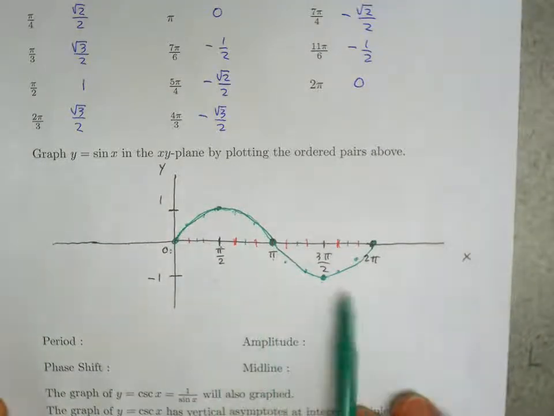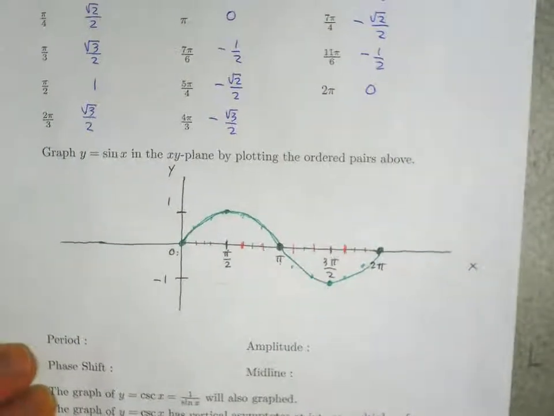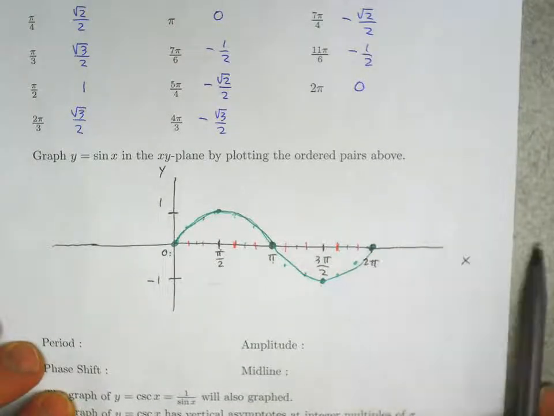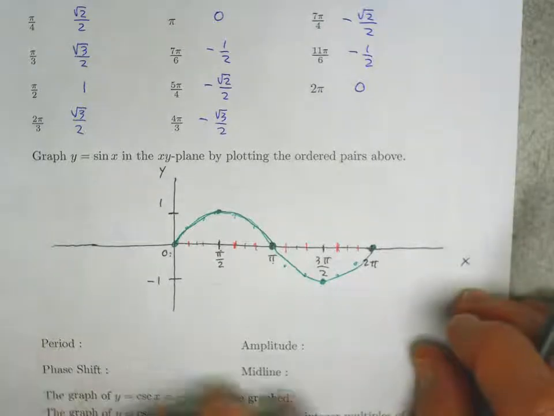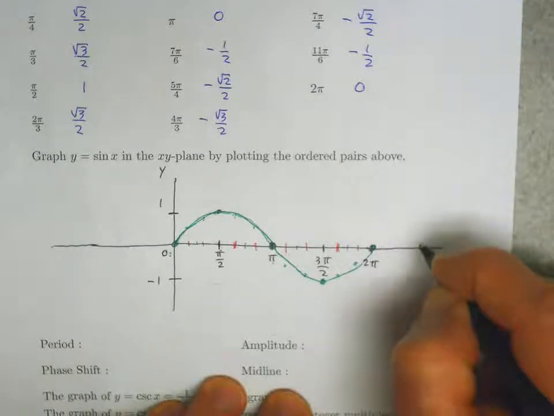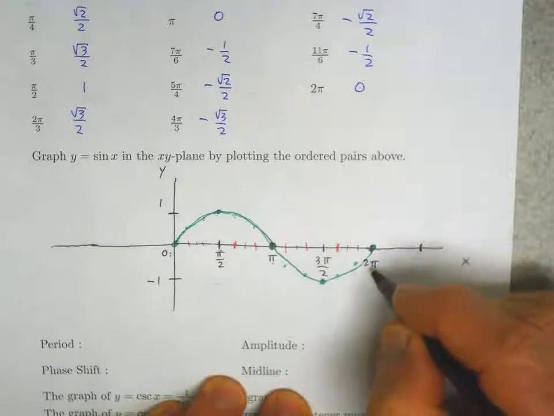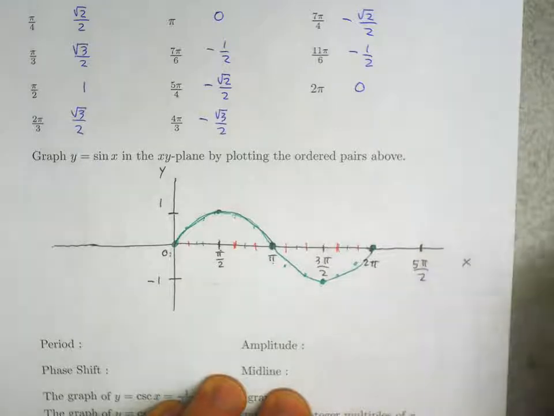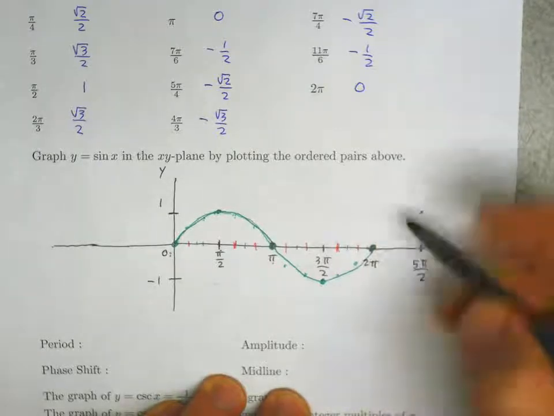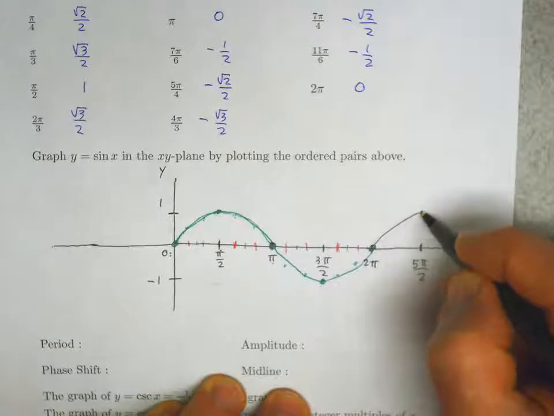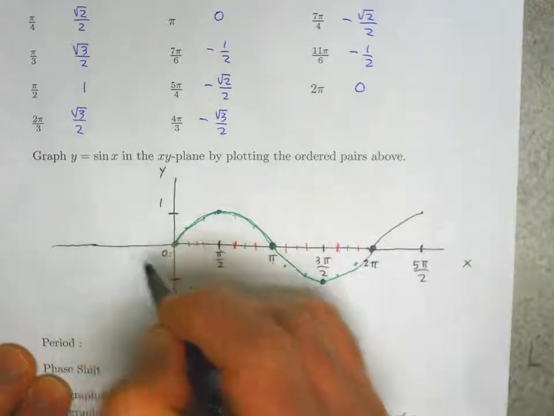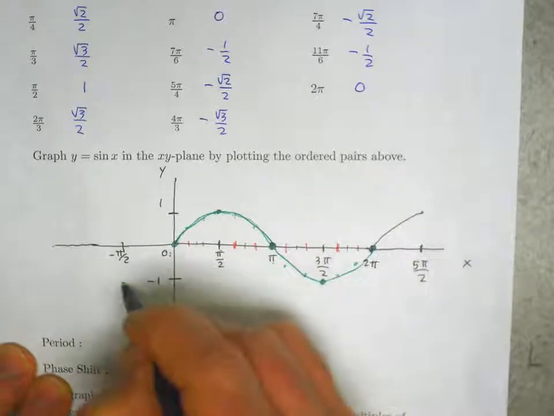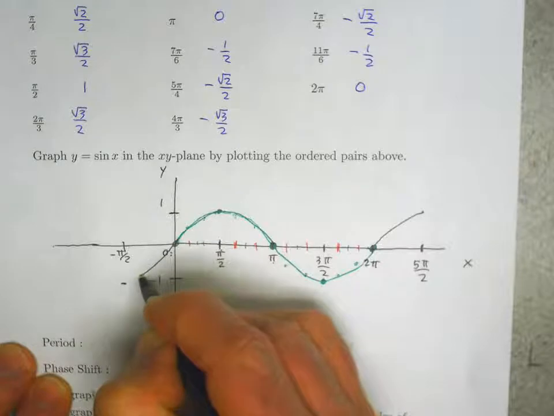Okay, so this is one period. If I had room, I could draw another period to the right, or at least a part of one. So if I label this 5 pi over 2, the graph continues in this direction. If I go back to negative pi over 2, the graph continues to the left also.